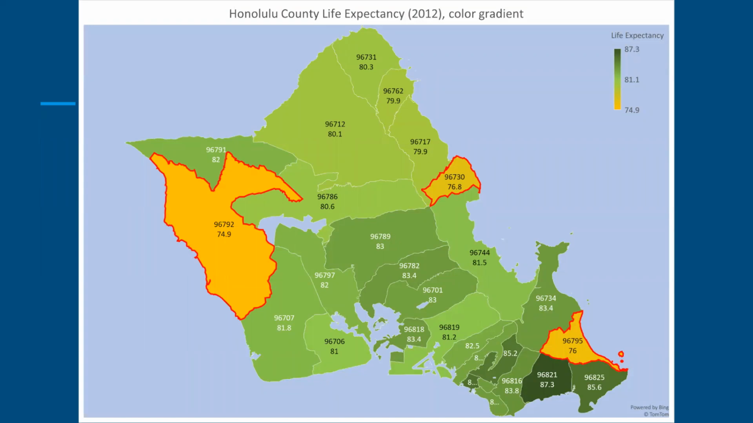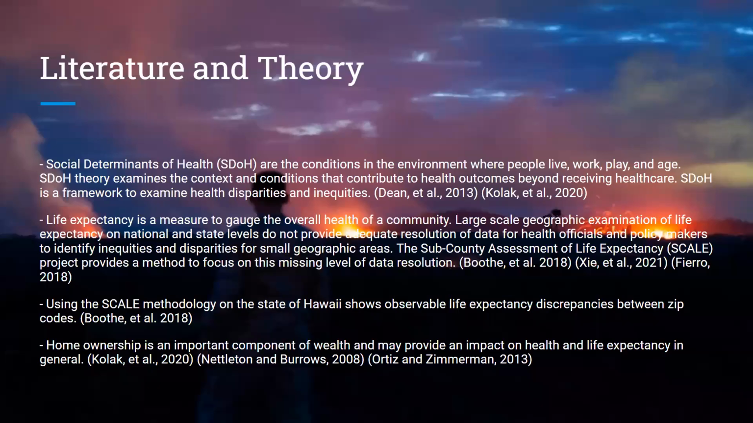So you can identify zones where policymakers and health officials can say, well, what's going on? And start asking questions to at least recognize that there are inequities. Instead of saying, oh, well, everyone lives longer in Hawaii, it's like, well, there are obviously areas in Hawaii where people aren't living as long as others. So what is the reason for that? And people can look into researching that. And home ownership itself is an important component of wealth and may have an impact on health and life expectancy in general.